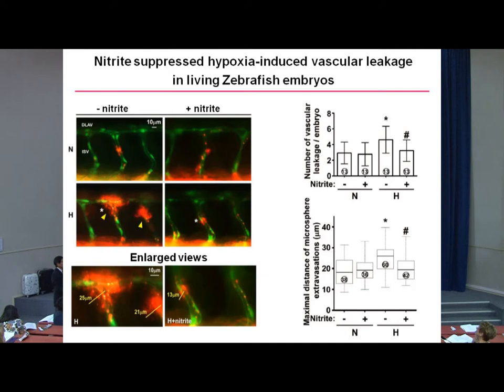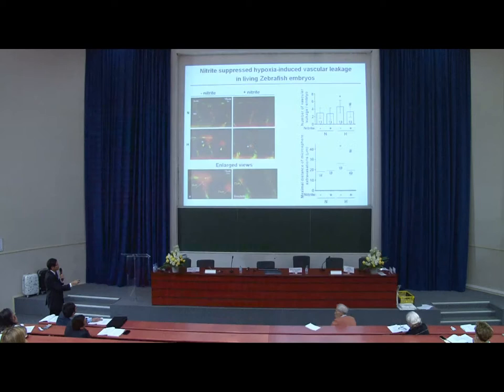What we did here is that we injected a red fluorescence-tagged tracer into the circulation. In response to hypoxia, you can see that those tracers diffuse out from the vessels, suggesting that vessels are now in higher permeability. You can see that in the enlarged view here. With the nitrite supplement to the water, you can see that the majority of the tracers are confined back to the vessel. We did the quantitative analysis, indicating pretty similar results as the cell-based experiments. Hypoxia induced the permeability, whereas nitrite treatment brings it back to the normal level.